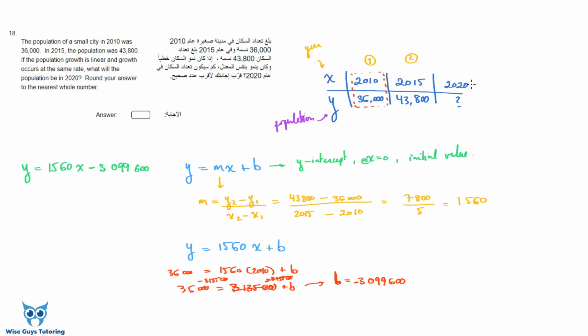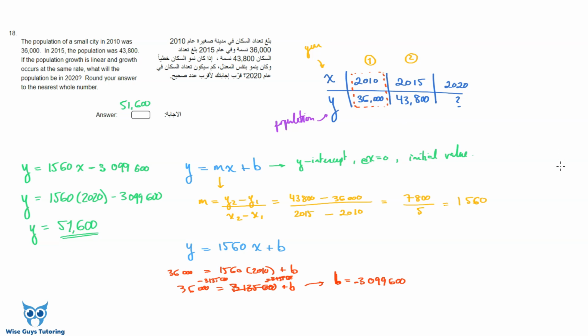So in this case, they were asking me for the population when the year is 2020. So all I have to do is substitute 2020 instead of x. So if I say y equals 1,560 times the year 2020 minus the initial value we found, then I will get a population of 51,600. So that'll be the answer. It doesn't really fit in that box the way I write. So there you go, 51,600 will be the population. And that's already to the nearest whole number. So we're fine. We're good.